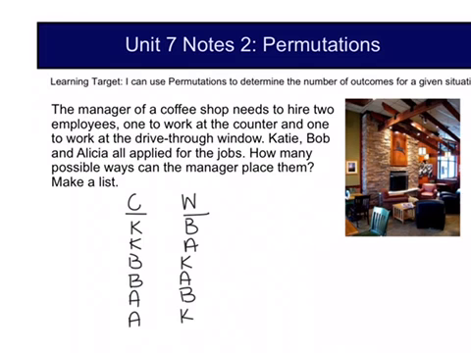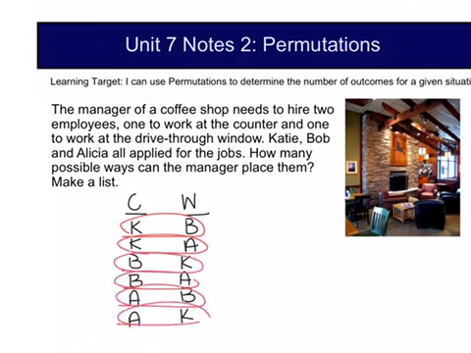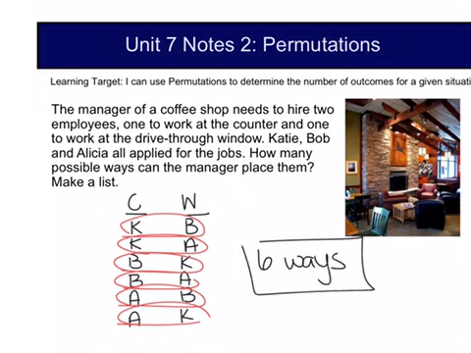So each of these that you have here is a different way that we could pick 2 of these people to work the counter and the drive-through window out of the 3 of them that applied. So we have 6 different ways that we could place these 3 different people.